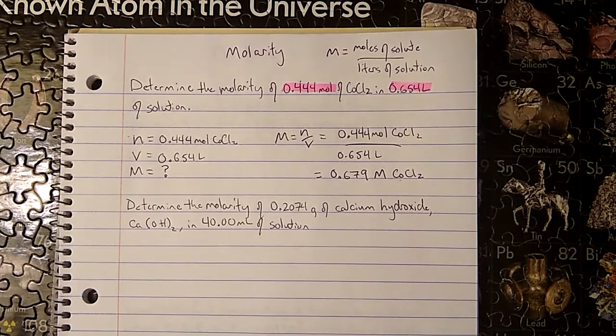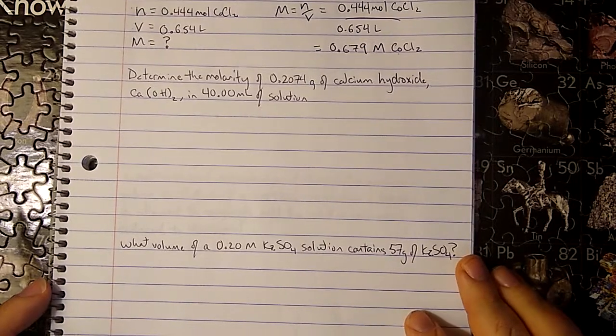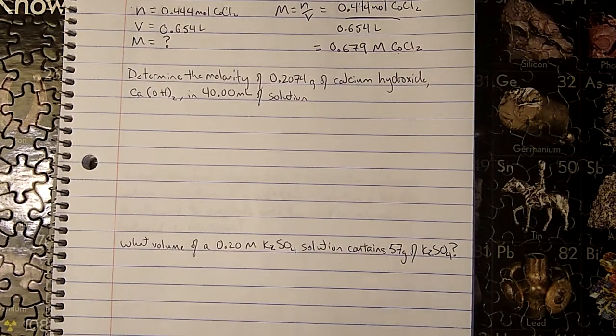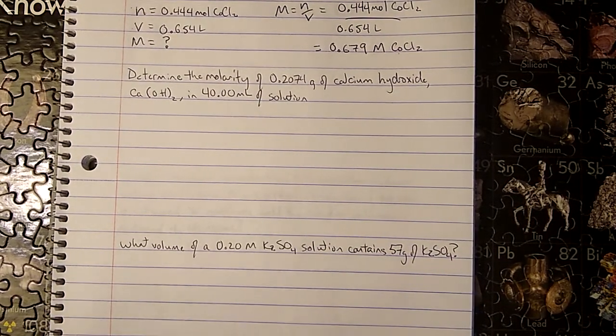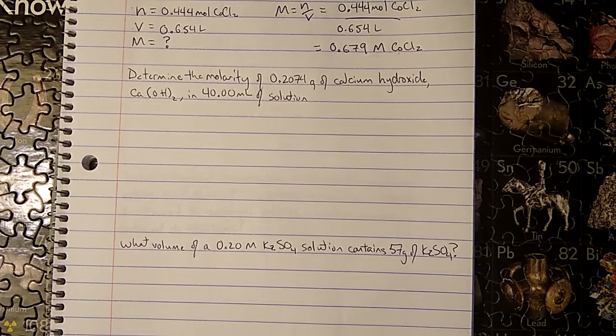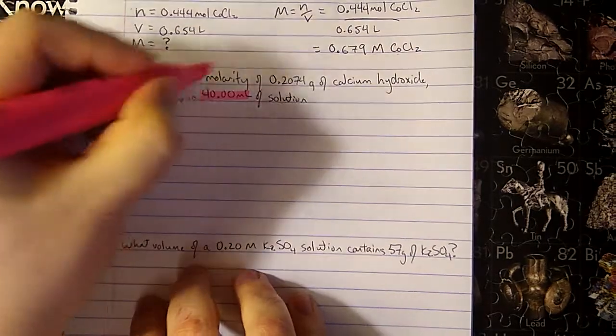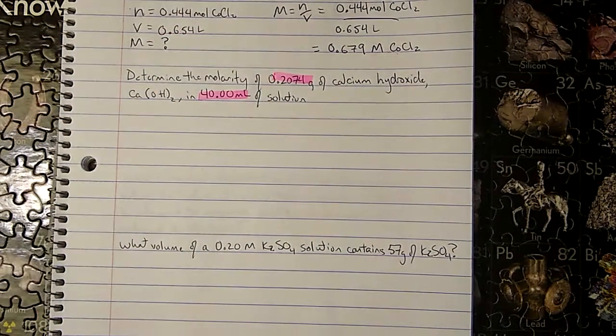Let's try a problem where we do have to do some conversions. Once again, we look at the question. Determine the molarity of 0.2074 grams of calcium hydroxide in 40 milliliters of solution. So we look at what the question has given us.